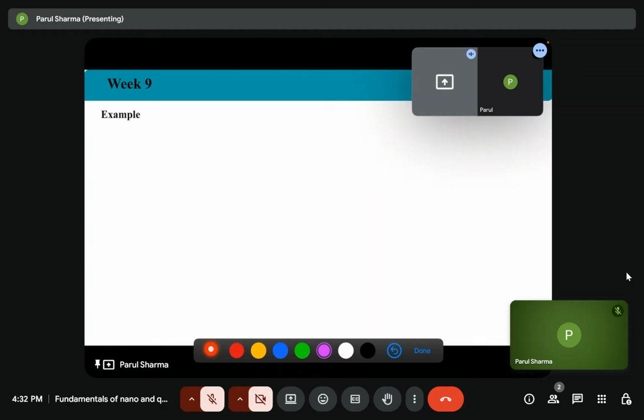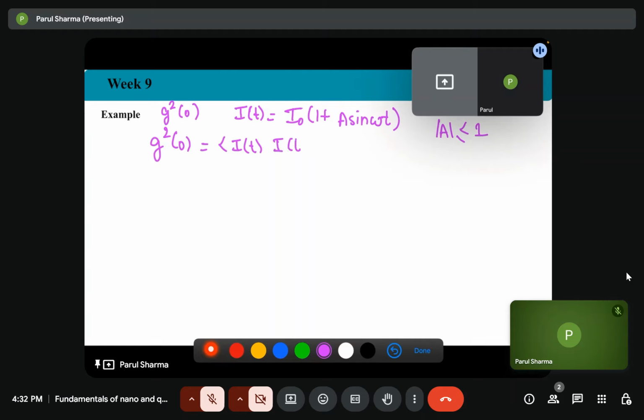So now let's solve one example. We want to find out G2 of 0 for a monochromatic light wave, where I(t) is equal to I naught times 1 plus A sin omega t, with modulus of A lesser than or equal to 1. So G2 is equal to the average of I(t) times I(t plus tau).